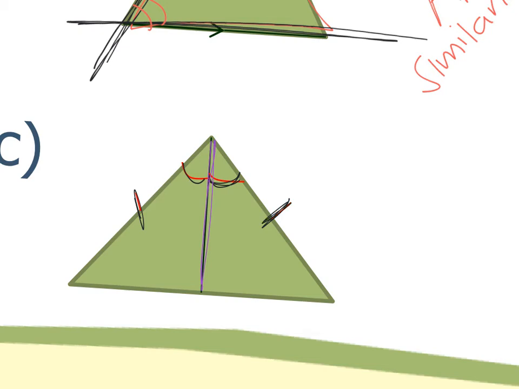So you could go the long way around, prove that these triangles are congruent. If the triangles are congruent, their corresponding angles are congruent. What's shorter than that? What was it called when we had a triangle with two sides that were congruent?